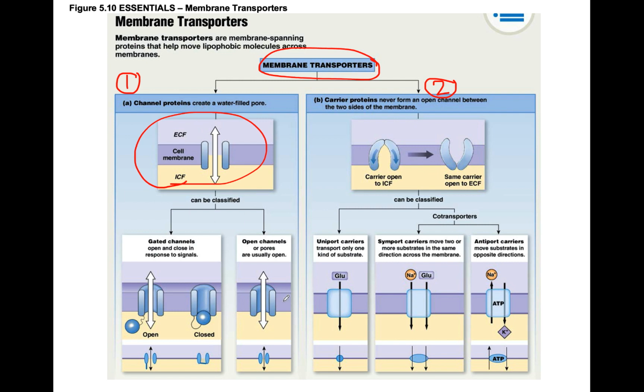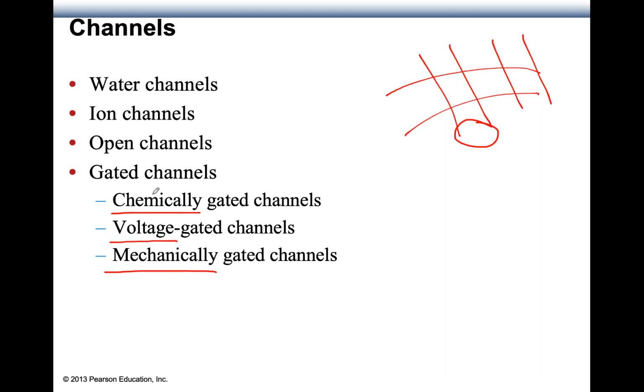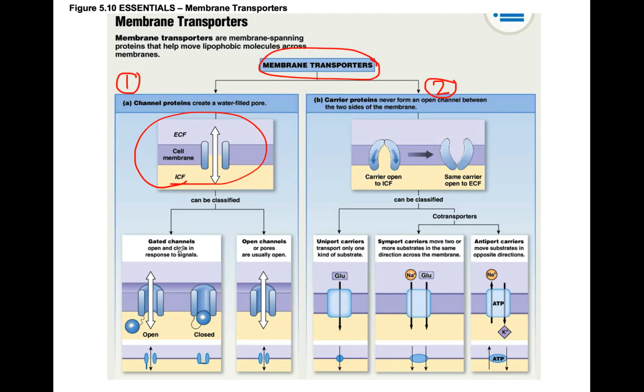Now, channels can either be open channels where they just stay open, which are not a whole lot of them, or they can be gated channels, which are predominantly the types of channels we're going to see. Gated channels can either be in the open formation or the closed formation. What decides what formation it's in? Well, again, chemicals that are present, voltage that's present in the cell, or a physical change in the structure. We'll talk about these a little bit more in a few slides.